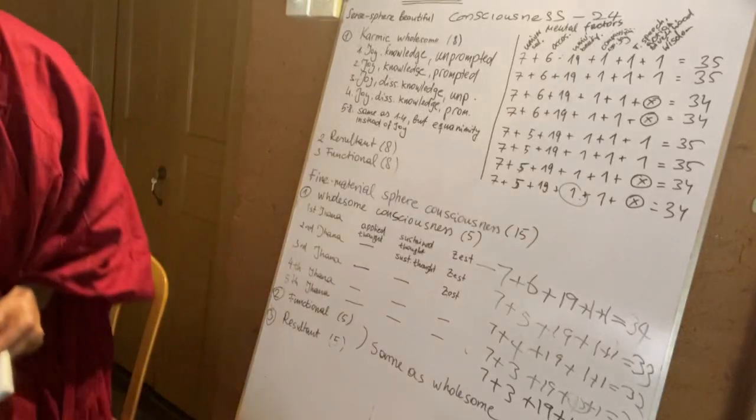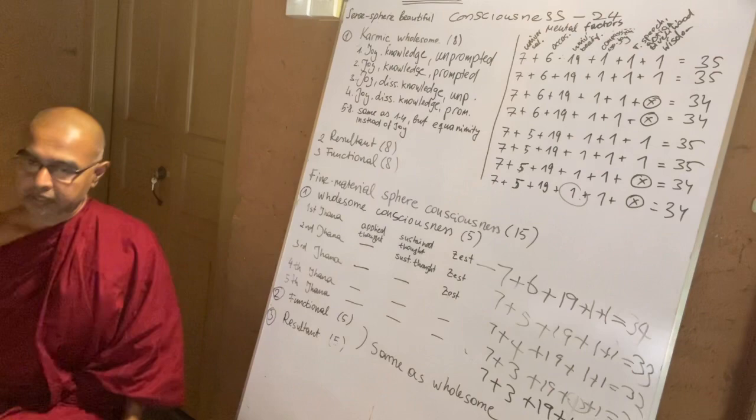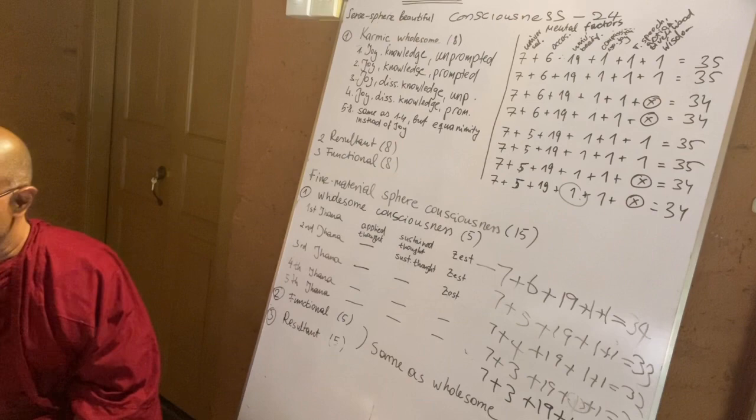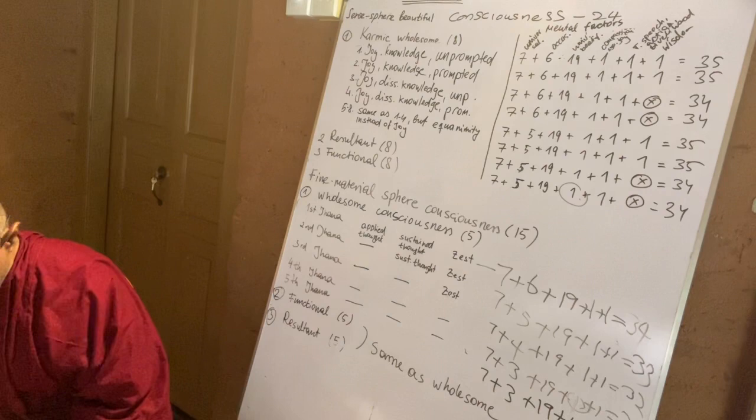Today we are going to know some more things about fine material sphere consciousness. There is a lot of information. Now I would like to read you, please calmly listen to me, this long description. Fine material sphere consciousness, rupavacara cittas.